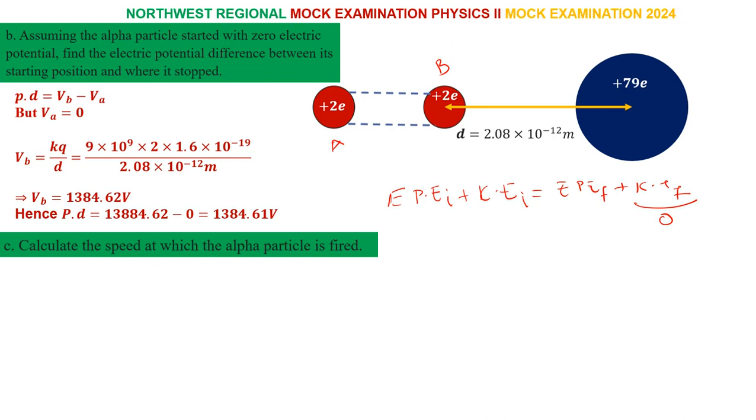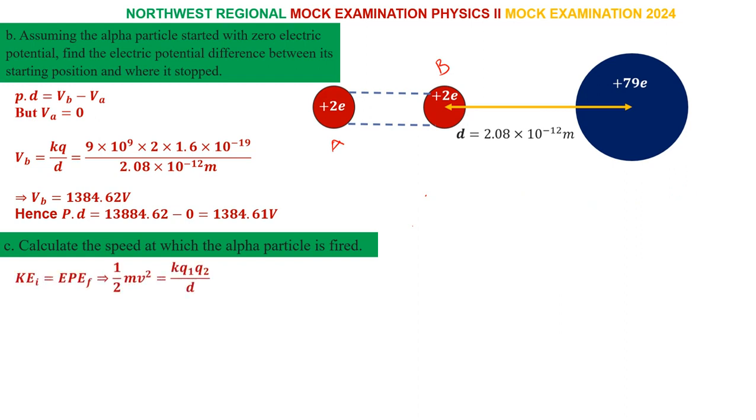This is the starting position and where it stopped. So stopping means it has no speed, and no speed implies no kinetic energy, and so it has an electric potential energy. Whereas in the beginning the potential was 0, and hence if the potential is 0, there is no electric potential energy, so this will be 0. And so we see that the initial kinetic energy will be equal to the final electric potential energy, and on that basis we can calculate the speed with which the alpha particle was fired, knowing that the kinetic energy is given by a half mv squared.